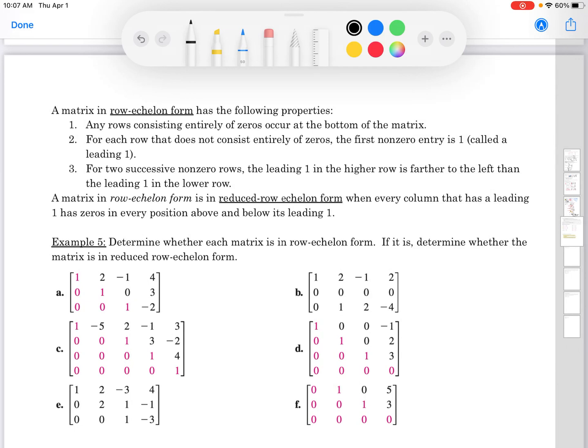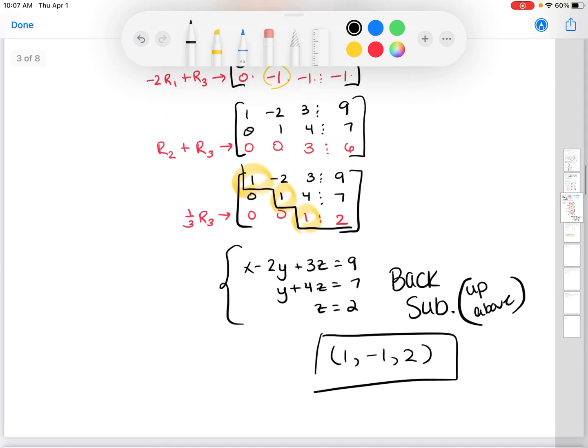A matrix in row echelon form has the following properties. Any rows consisting entirely of zeros are at the bottom. For each row that does not consist entirely of zeros, the first non-zero number is 1. We call that the leading one. And for two successive non-zero rows, one after the other, the leading one in the higher row is further to the left. We see this pattern in the example just before this, where we have this stair step going on where we have leading ones.